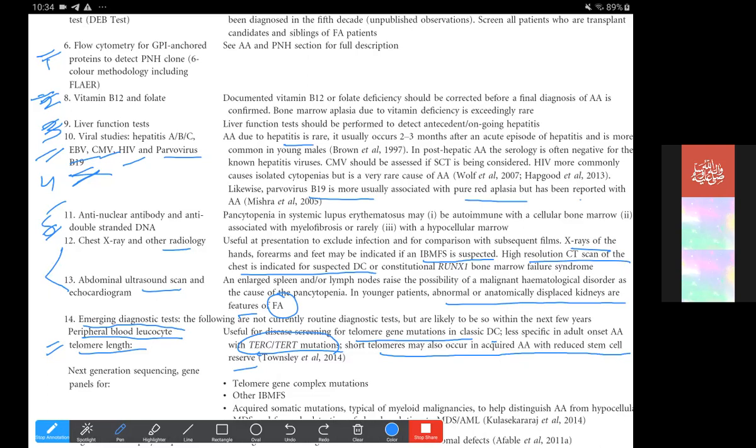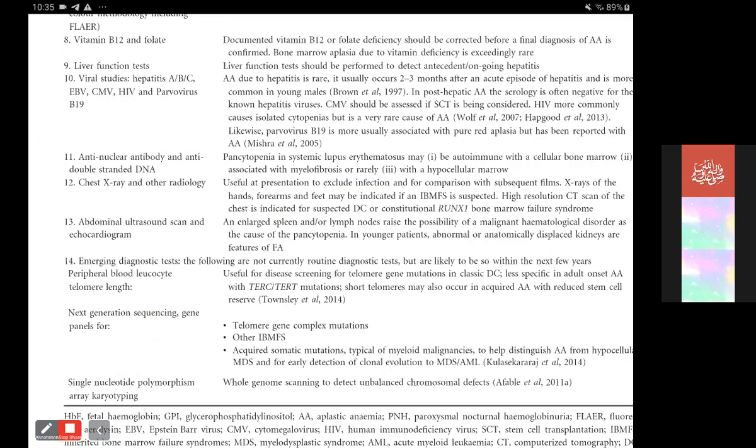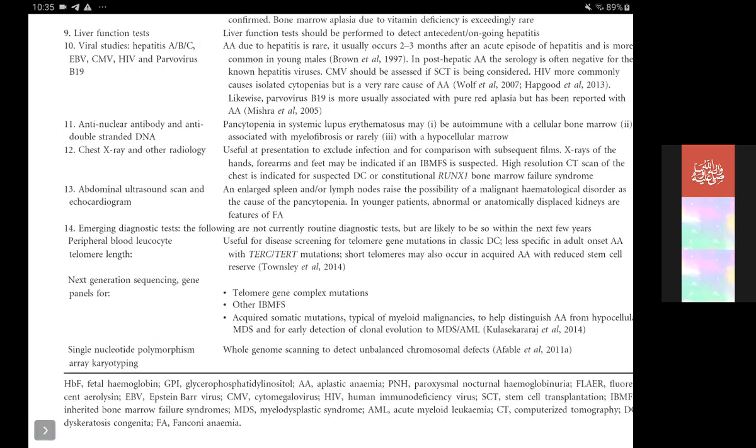Then for next generation sequencing panels, we have telomere gene complex mutations. First we had the telomere length analysis on peripheral blood leukocytes. Now, using next generation sequencing gene panels, the TERT mutations are tested, and genetic panels for other causes of inherited bone marrow failure syndromes are then worked up.